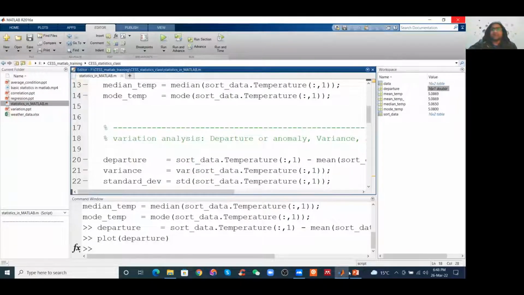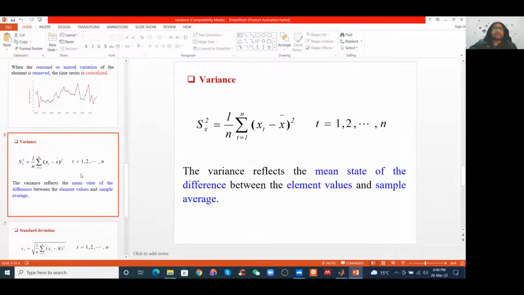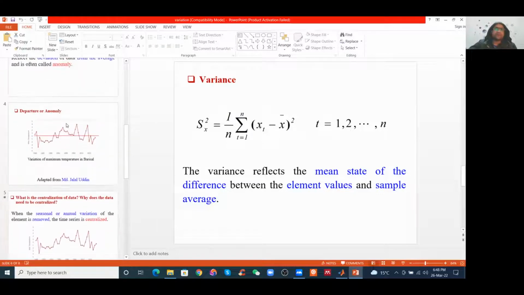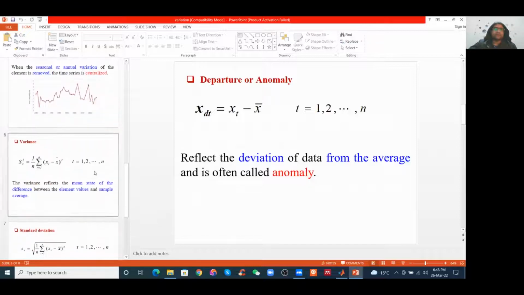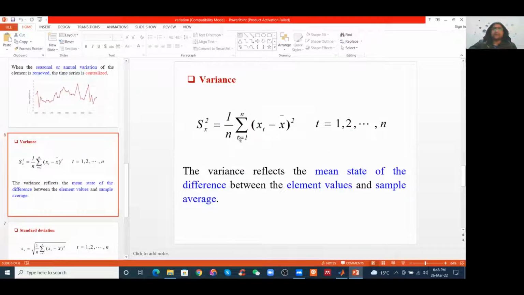Then variance. What is the variance? Variance is like we use sigma squared for variance. So we have the time series data. We subtract the mean, like departure or anomaly, then square the departure or anomaly. We square the departure, then we sum from t=1 to n, then divide by n. That means we just take the mean of the squares. Okay. So the variance reflects the mean state of the difference between element values.